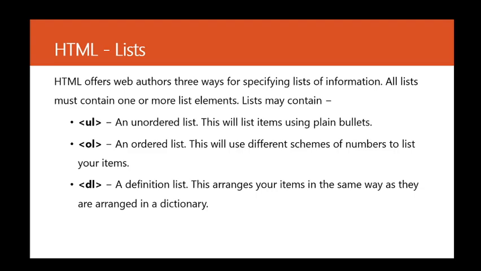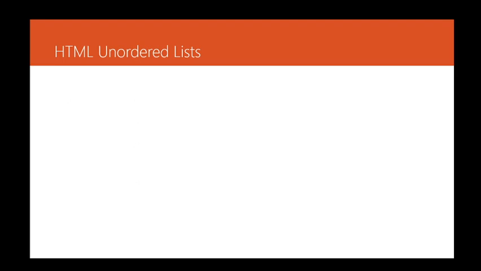Similarly, we can number our list, for example 1, 2, 3, 4 or A, B, C, D. So if you are using numbers or values to specify a list, then that list is known as an ordered list. And then the last one is DL, which is called a definition or description list, and it works in the way that when you want to define a term, you use a definition list. This arranges your items in the same way as they are arranged in a dictionary. So we'll see these lists one by one.